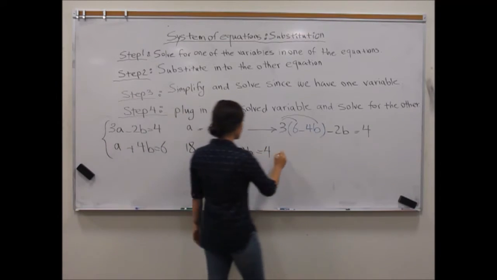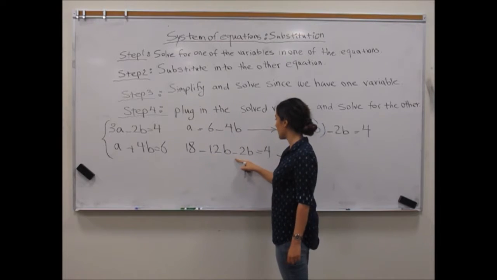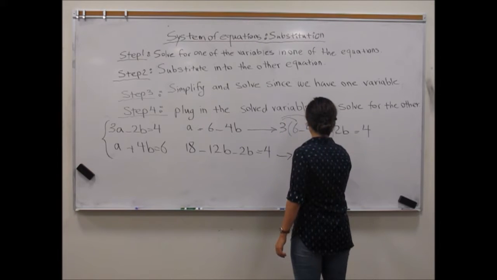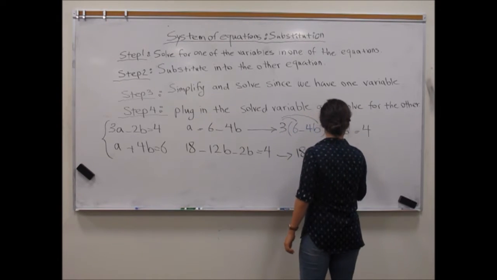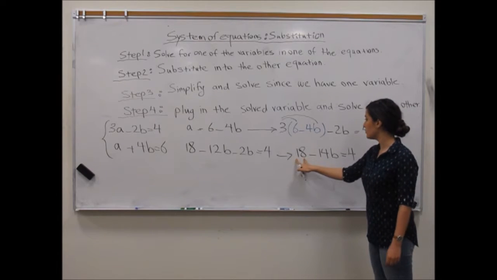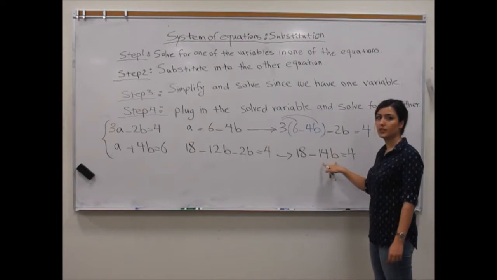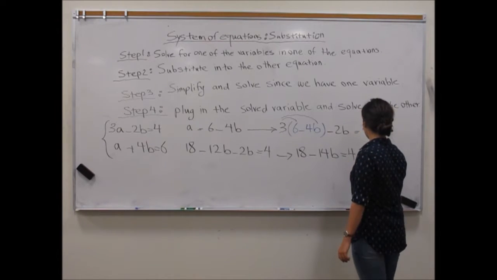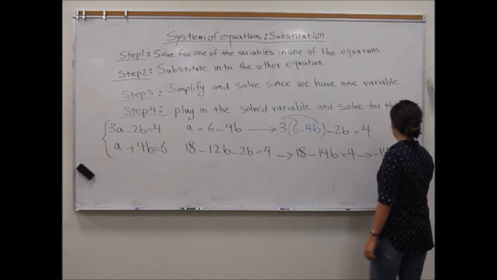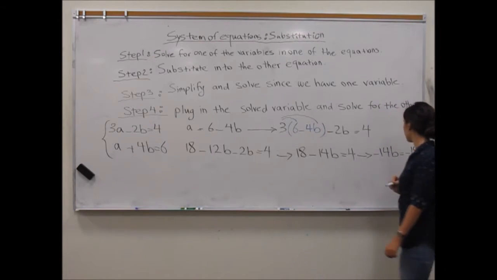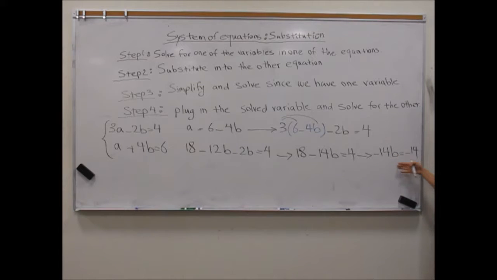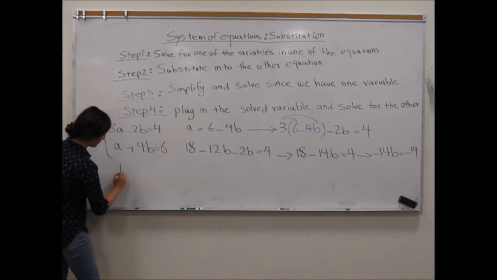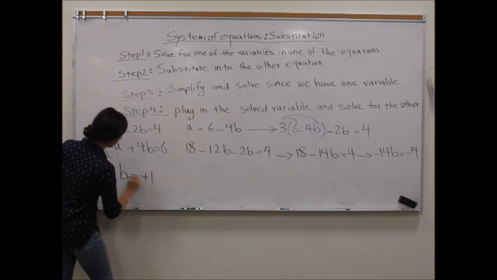I'm going to simplify it again. So I would have negative 12b minus 2b would be negative 14b. So I have 18 minus 14b equal 4. And then I'm going to move the 18 to the other side so that I can isolate b. Minus 18 minus 18, I'm going to have negative 14b equal negative 14. Then if I divide both sides by negative 14, I'm going to get b equal positive 1.